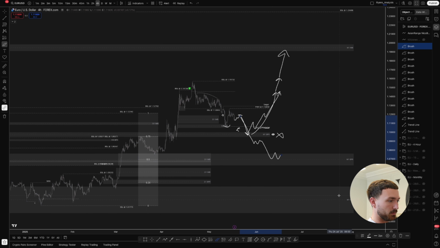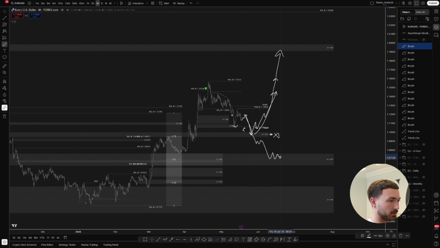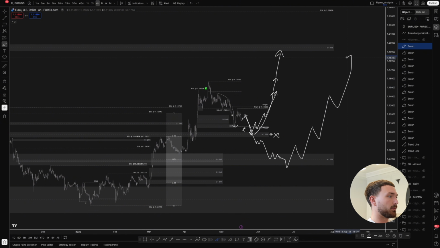So that's the monthly BPR. From here, on the daily, this is when we're going to see the accumulation phases, manipulation, distribution, and from there we're going to see the big push back up. So this is plan A, this is plan B, but the end goal is always going to be up here and up here. It's just how we're going to get there.